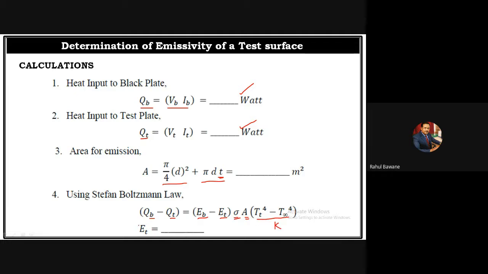So we are in a position to calculate the emissivity of that test plate. As I said, the test plate emissivity will be 1 only if it is a black plate. Otherwise, it should be less than 1, so it may come in decimal points. Correct? Now we will move on to our actual setup.